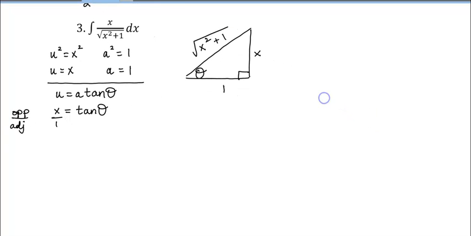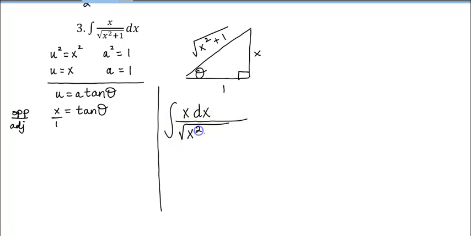Now, if we want to go ahead and start working on our integral, which is the integral of x, I'm going to put the dx in the top. And then in the denominator, we have the square root of x squared plus 1. We need to start substituting in. So in the numerator, for the x, I'm going to sub in the fact that x is equal to tan theta. So I'm going to replace that x with tan theta.